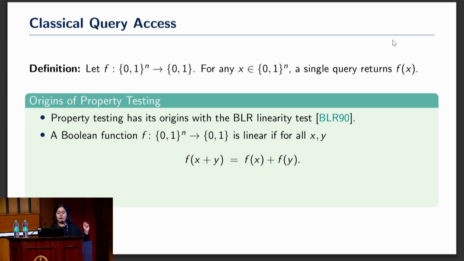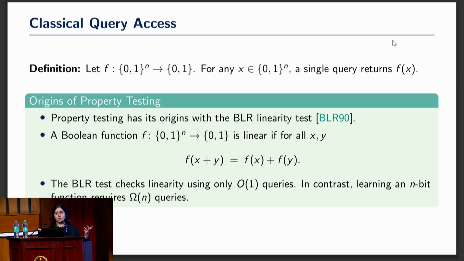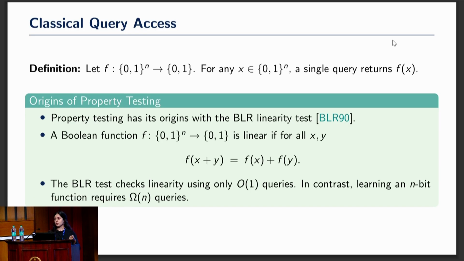So if you want to check that a function is linear, one way to do this is to actually learn what the linear function is. But this takes at least n queries. But if you wanted to just test whether it's linear or not, what you can do is take a random x, take a random y, and check, is f of x plus y equal to f of x plus f of y? And then the ingenuity in the work of these authors is showing that this very simple test does indeed, with high fidelity, check whether a function is linear.